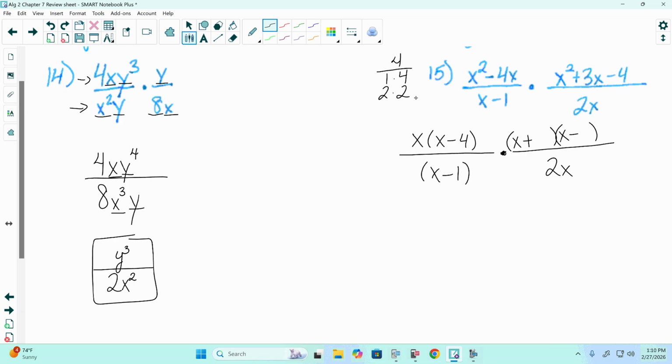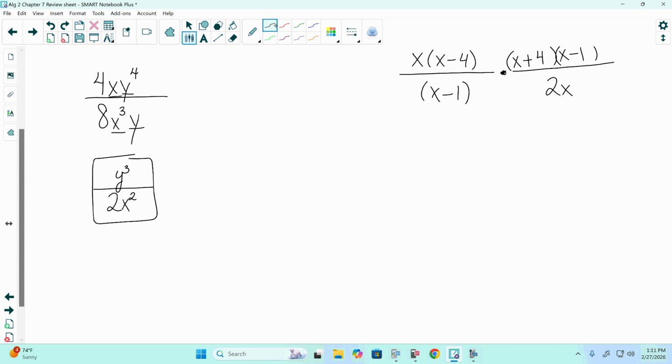Also, I have an x minus 1 on bottom. So if I get an x minus 1 on top, because we don't have one yet, that would simplify out. So there's a good chance x plus 4 times x minus 1 is the factors we want. X times negative 1 is negative x. Four times x is plus 4x. Negative x plus 4x, negative 1 plus 4 is indeed positive 3x. Those are the factors that we wanted.